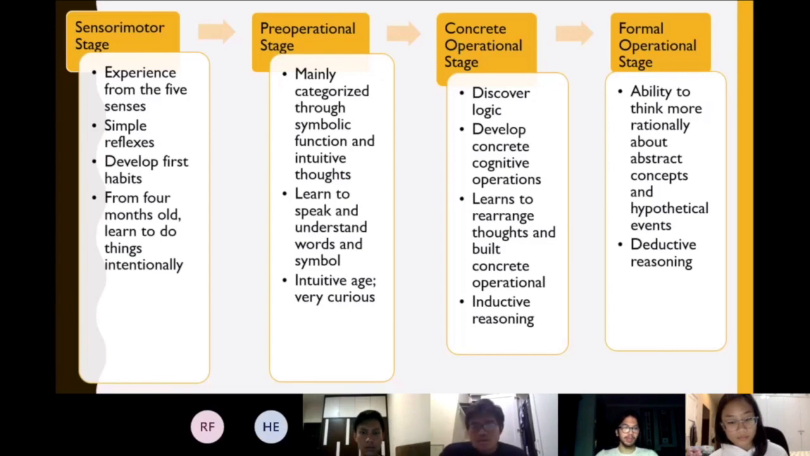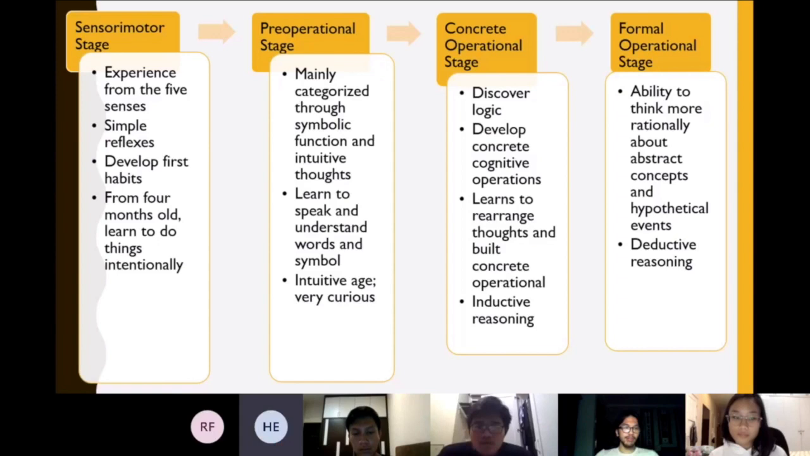The next one is the pre-operational stage. In this stage, our thinking is mainly characterized by symbolic functions and intuitive thoughts. We have lots of fantasies and believe objects are alive, as we are not able to apply specific cognitive operations. We learn to speak and understand that words, images, and gestures are symbols for something else.